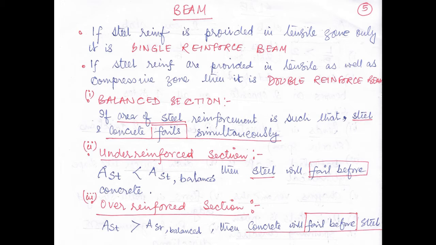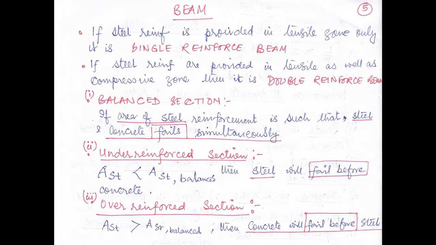What is an under reinforced section? The area of the steel is provided in such a way that it is less than the area of the steel of a balanced section, then the steel will fail before concrete. It is very easy to remember or understand. If you provide less steel than whatever is needed for a balanced section, then what happens? As you are providing less steel reinforcement, the steel will fail before concrete. So it is called an under reinforced section.